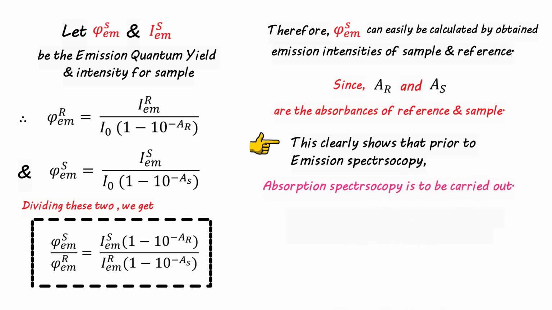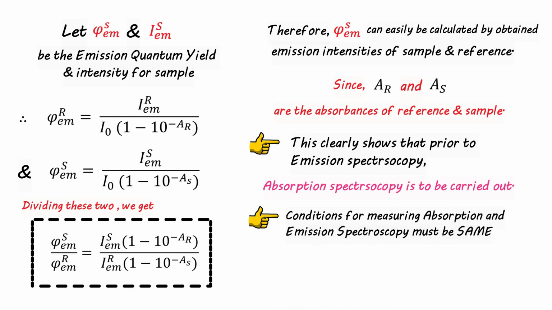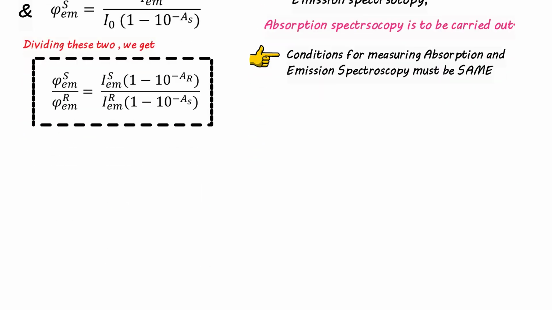Point to be noted over here is that the conditions for measuring the absorption spectroscopy and the emission spectroscopy of reference and sample must be the same. This was all about emission spectroscopy and how to find emission quantum yield. I hope you understand it.